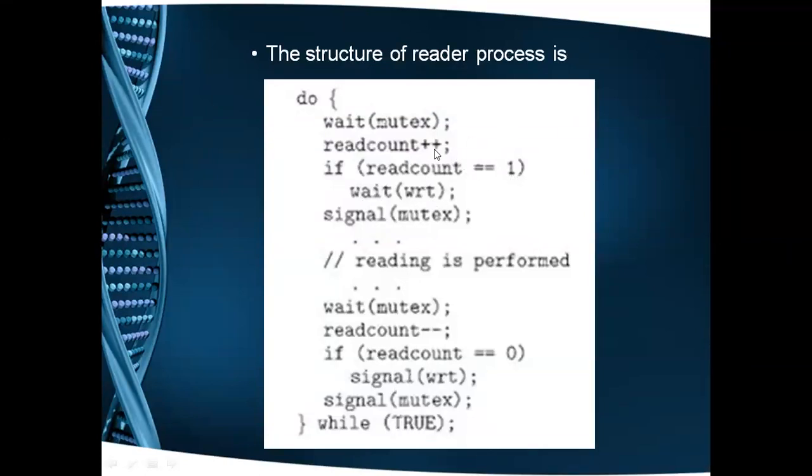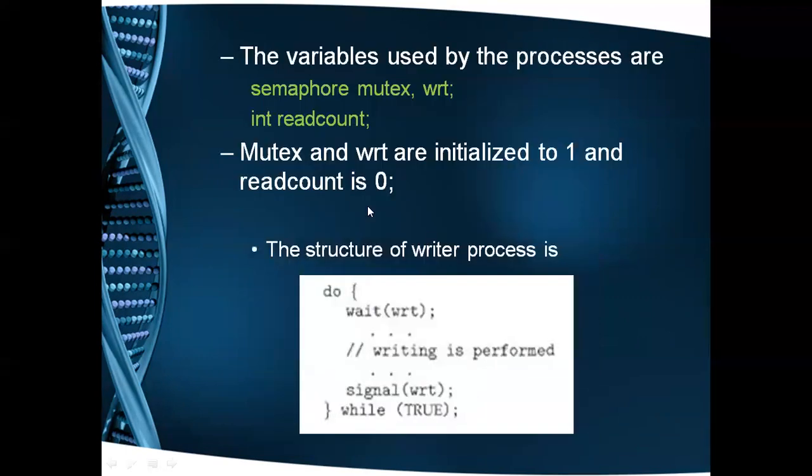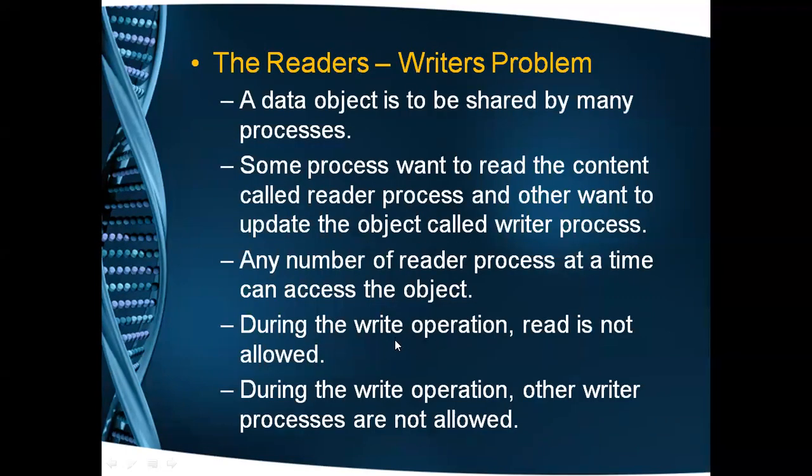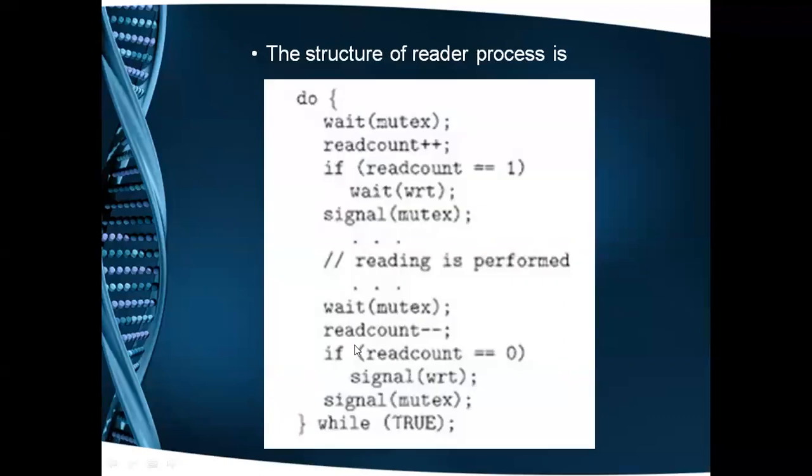Now read count, after the previous statement, becomes 1. So this equals true, and wait of write will be executed. Wait of write means we are going to perform a read operation, so we should not allow any other write. For that, we are doing this. During the read operation, we have to block the write operation. So write is blocked, and automatically the second condition is satisfied. During read, write is not allowed.